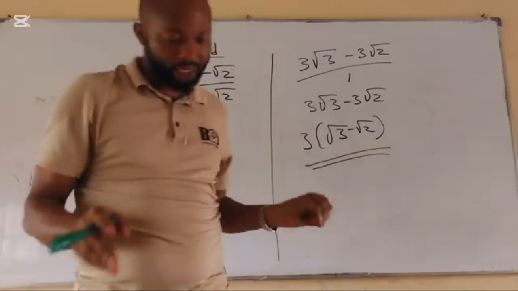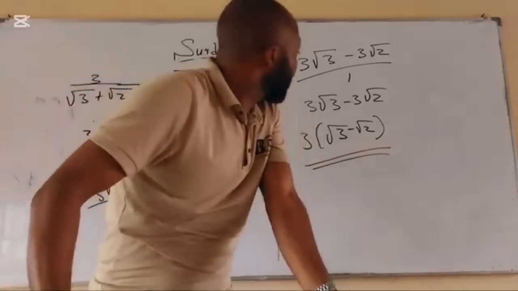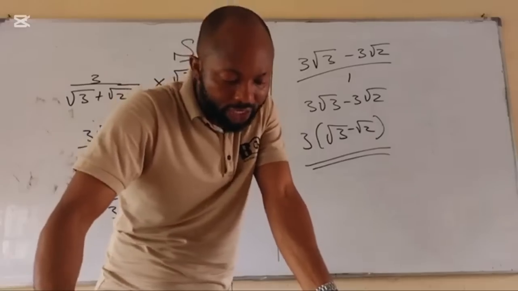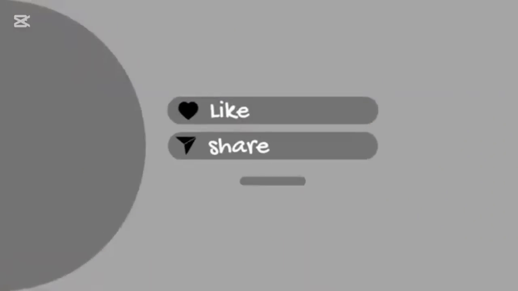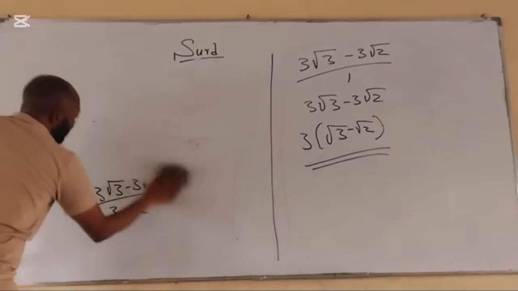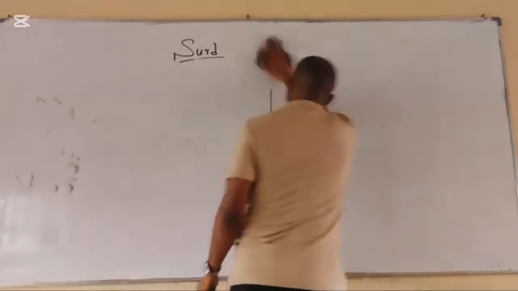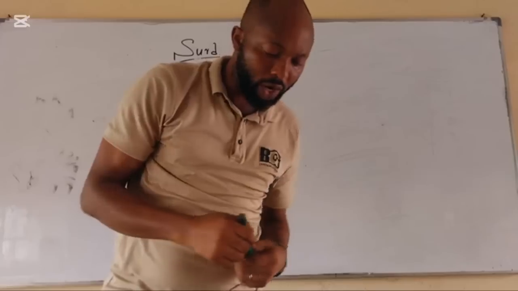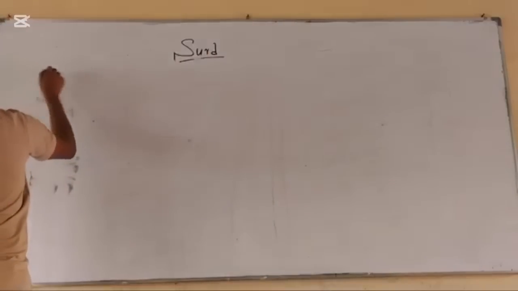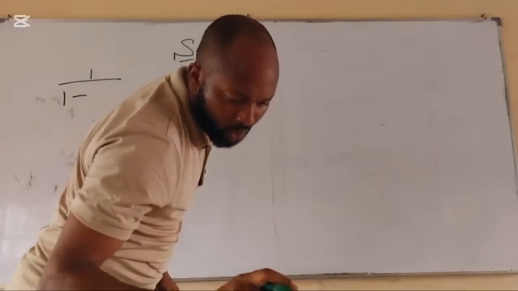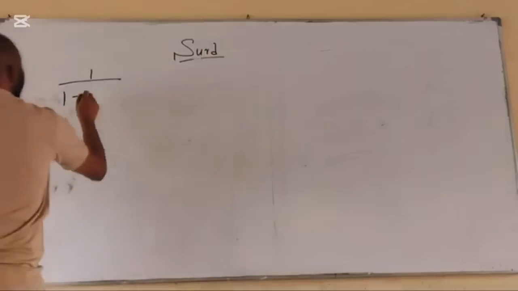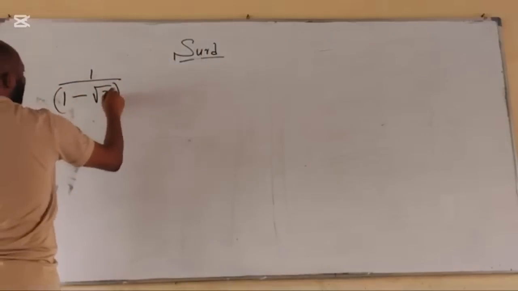Okay, let's take another example in rationalization. They say we should simplify 1 over 1 minus root 3, all squared.